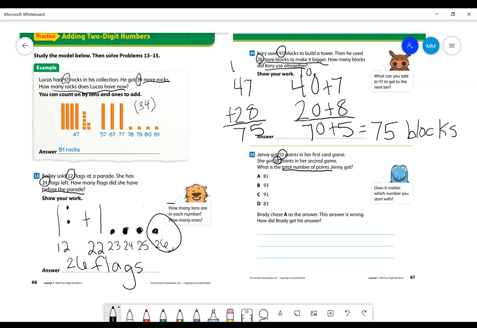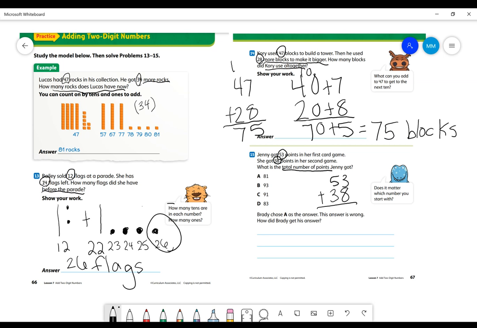So total is the same as saying the whole. So I am finding the whole of how many points she had all together. So my parts are going to be 53 because that's how many she got in her first card game. And how many did she get in her second card game? She got 38. All right, I'm going to show this. Let me think. I think I'm going to draw a picture for this one. So 53 plus 38, and I'm going to draw it over here. You are more than welcome to use whatever strategy works best for you.